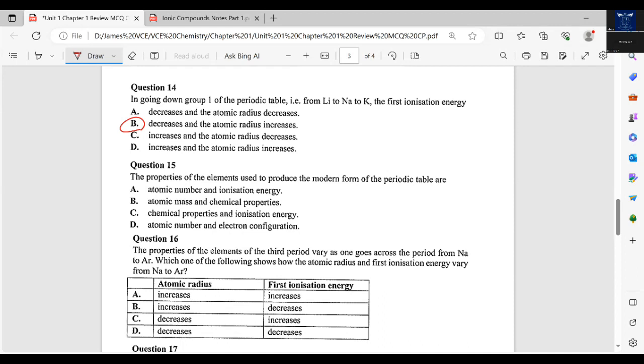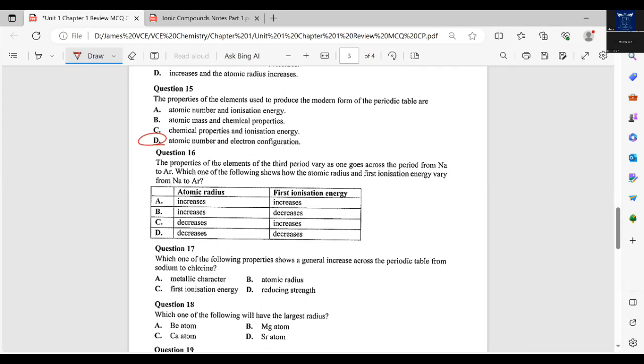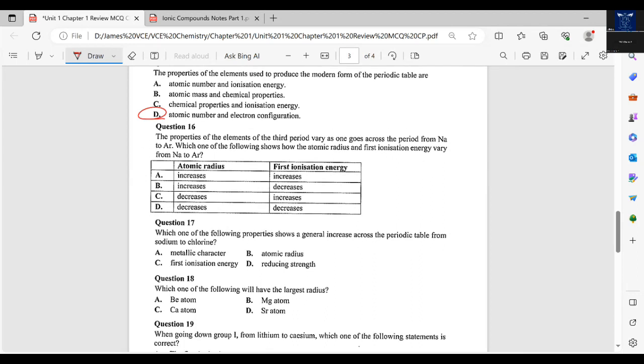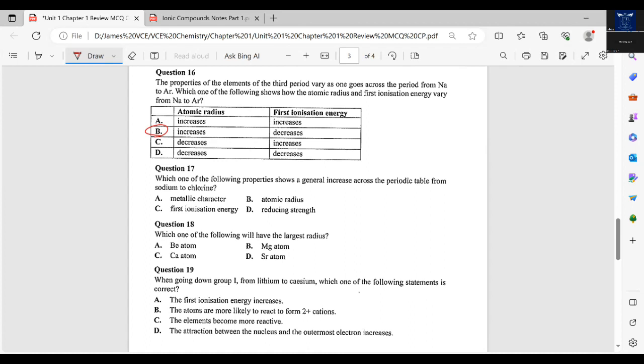Question 15. Properties of an element with to produce a modern form of periodic tables are configurations. 16. Atomic radius Na to Ar increases, first ionization energy decreases. 17. Increase across the periodic table from sodium to chlorine.